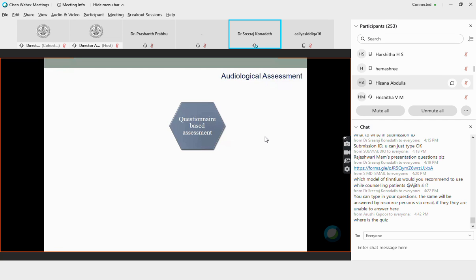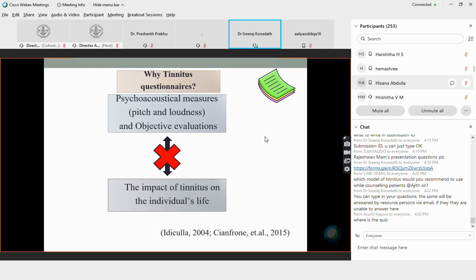So what you have to really do is ask the individual certain questions based on standardized questionnaires, and then you can get to know how much that particular tinnitus is affecting the life of the individual. This is the major reason why we have to go for questionnaire based assessment. If you want to really say tinnitus is severe, moderate, or catastrophic, then you have to go for questionnaire based assessment also. So this I again explained.